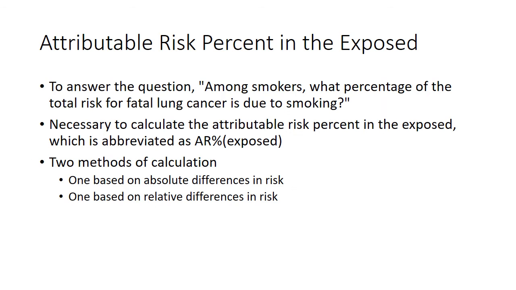So looking at the attributable risk percent in the exposed individuals can help you answer questions like, say, among smokers, what percentage of the total risk for fatal lung cancer is due to smoking? To calculate that, we need this attributable risk percent in the exposed, which gets abbreviated as the AR percent exposed. There are two ways we can do this. We can either look at it based on absolute differences in risk, or we can do it based on relative differences in risk.